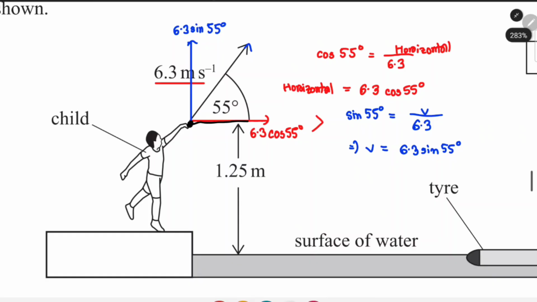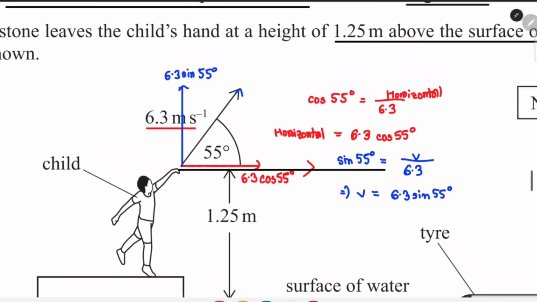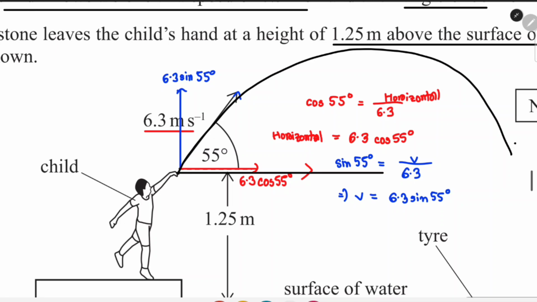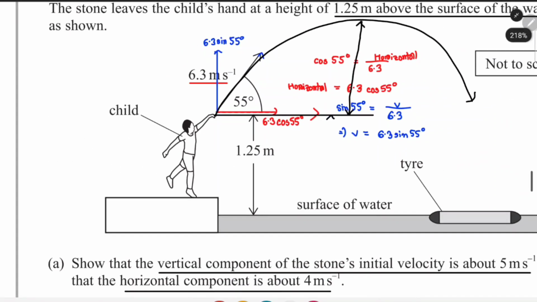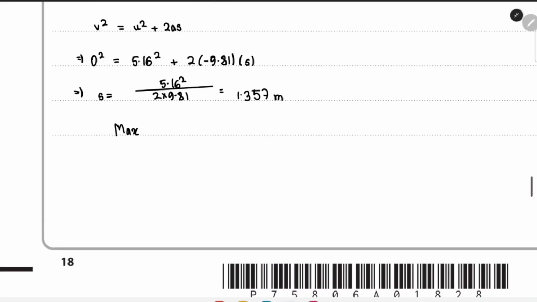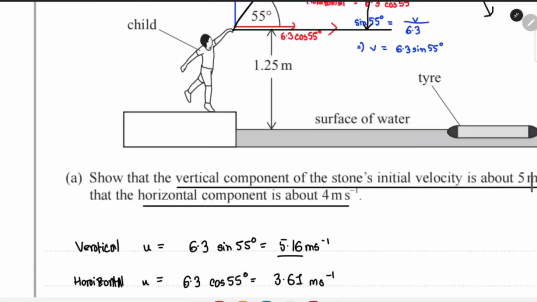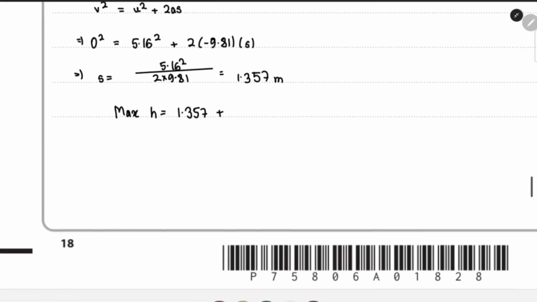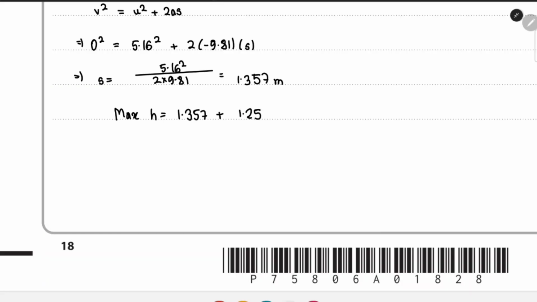If you look over here, this is the point at which the stone is thrown. So it will move in this parabolic path, and S is this value over here. However, we also need to account for this extra height, the height at which the stone was thrown from. So max h is equal to 1.357 plus this distance over here, which is 1.25. So finally we get a value of 2.61 meters above the surface of the water.